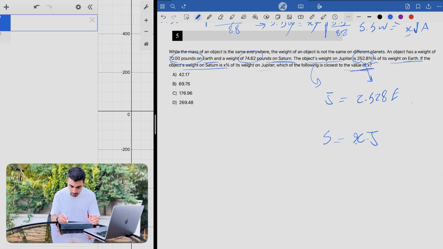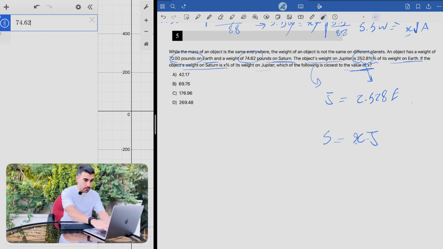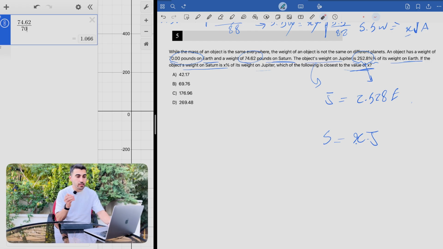Awesome. So here we have an equation between J and E, and we are also given an equation between Earth and Saturn. So let's just write this. The object's weight on Earth is this many pounds, and on Saturn is this many pounds. 74.62 is how many times 70? Let's first find that in decimals. I'm going to do 74.62 divided by 70, which gives us 1.066. So this means the object's weight on Saturn is 106.6% of the object's weight on Earth. I'm going to write that to make it easier for you guys.